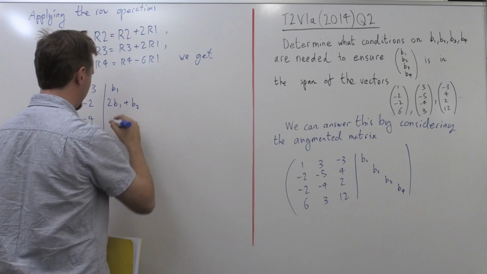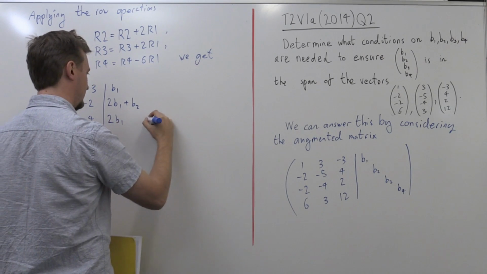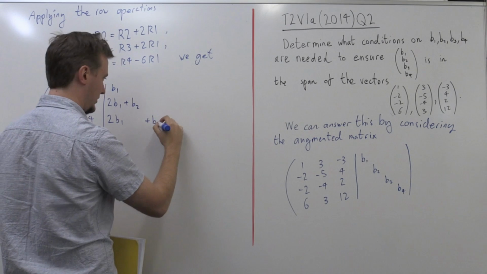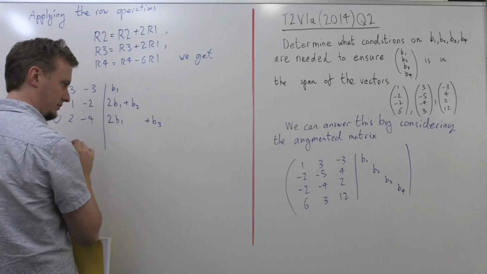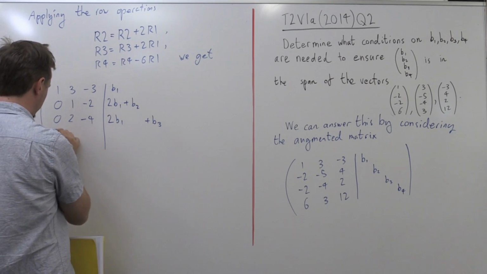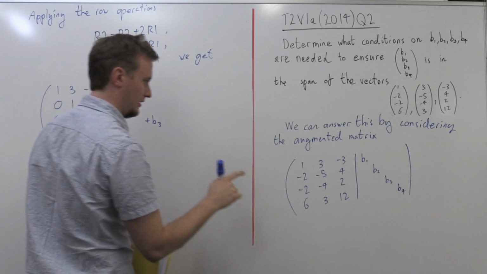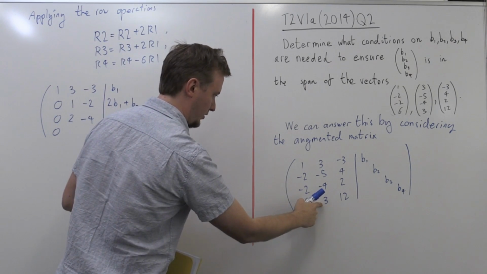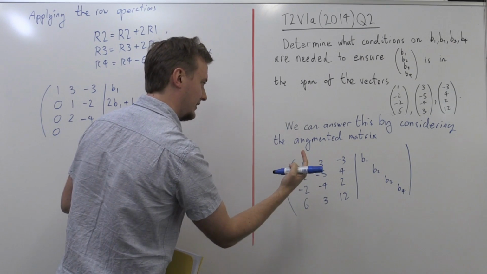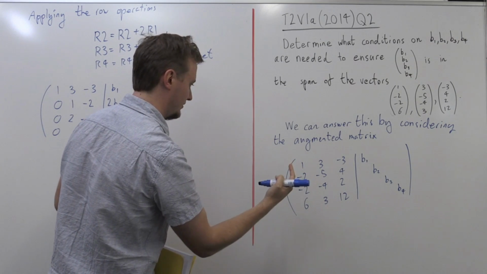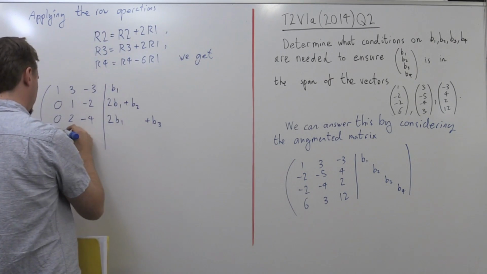And this one will become twice B1 plus B3. And the last one, alright, we have 6 minus 6, 0. I've got to be careful here. This is going to be 3 minus 18. So 3 minus 18 is minus 15.